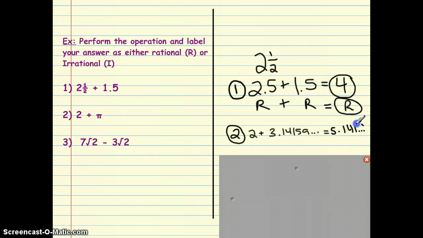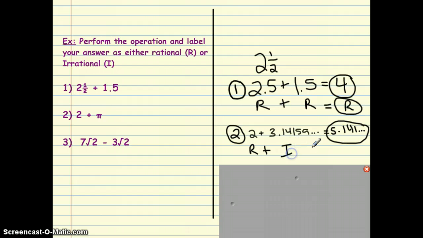So the first thing, we had to find our answer. It's going to be 5.141, and so on and so forth. And then the next thing we need to do is figure out, is this rational or irrational? Well, 2 is rational. Pi is irrational. And our answer, 5.141, blah, blah, blah, is going to be irrational as well. So that's the second part of our answer.